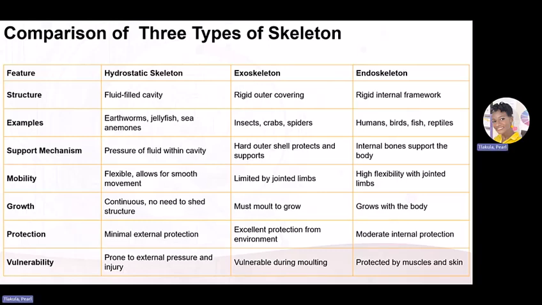In terms of protection, with the hydrostatic skeleton, there's minimal external protection. With the exoskeleton, there's excellent protection from the environment, while with the endoskeleton, there is moderate internal protection. In terms of vulnerability, the hydrostatic skeleton is prone to external pressure and injury, while the exoskeleton is vulnerable during molting, and the endoskeleton is protected by muscles and skin.